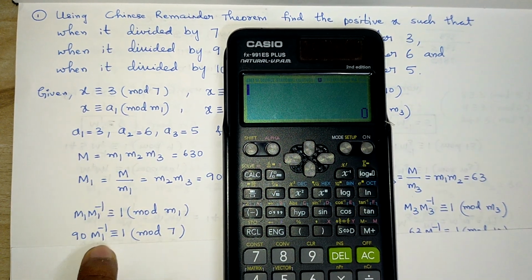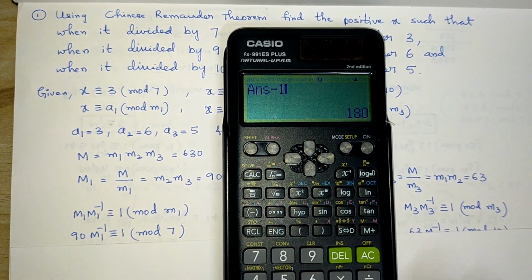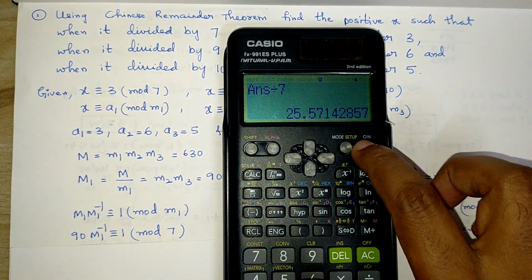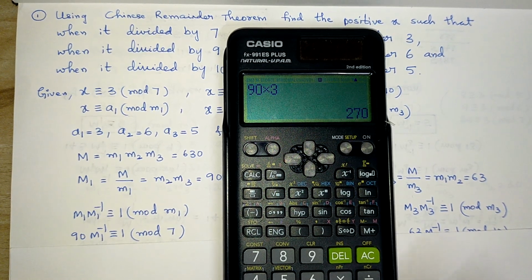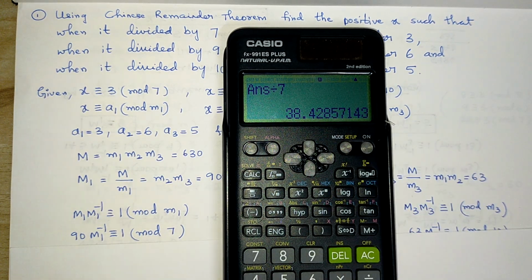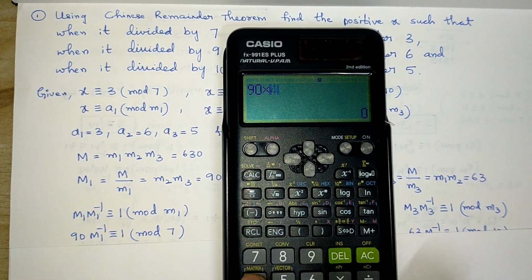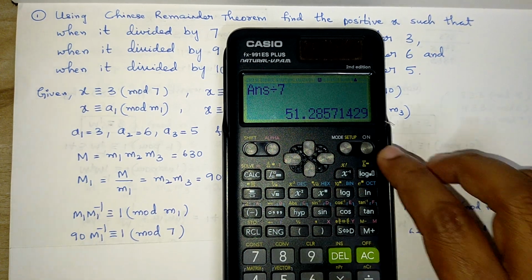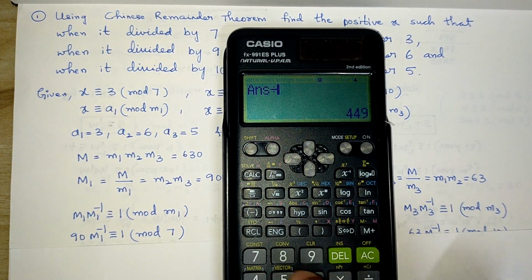Now let us substitute M1 inverse equal to 2. 90 into 2 minus 1, let us divide this by 7. No, it is also not divisible by 7. Let us substitute M1 inverse equal to 3. 90 into 3 minus 1, is that divisible by 7? No. Substitute M1 inverse equal to 4. 90 into 4 minus 1, is that divisible by 7? No. And 90 into 5 minus 1, is that divisible by 7?